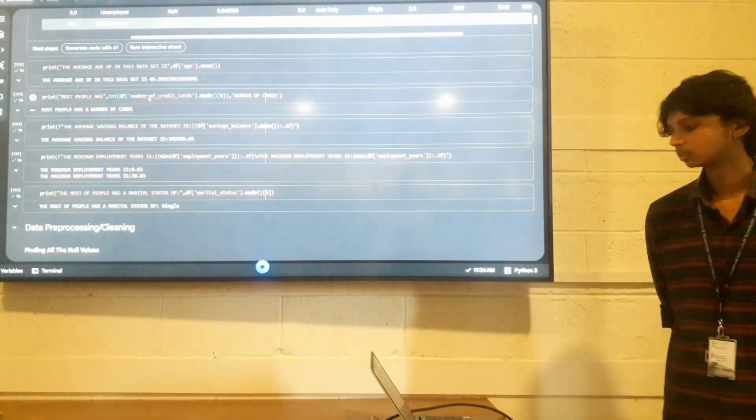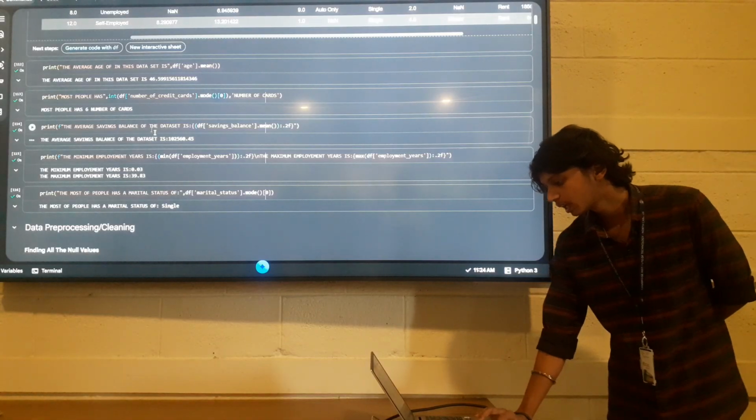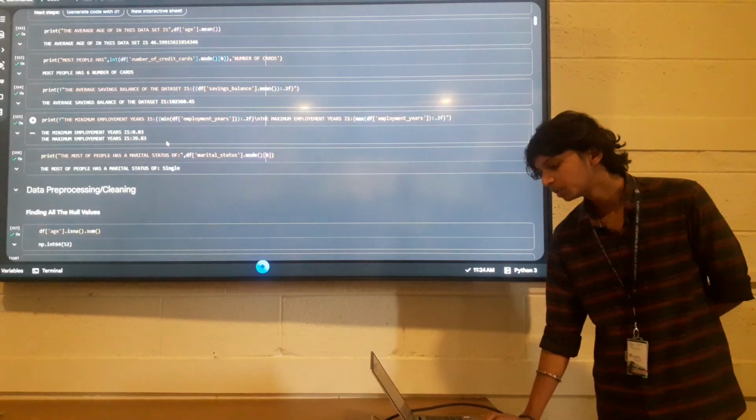It shows the average age of this dataset is 46.5, and most of the people have 6 credit cards. The average saving balance of this dataset is 1,02,560. The minimum employment years is 0.03 and the maximum employment years is 39.83. Most of the people have a marital status of single.